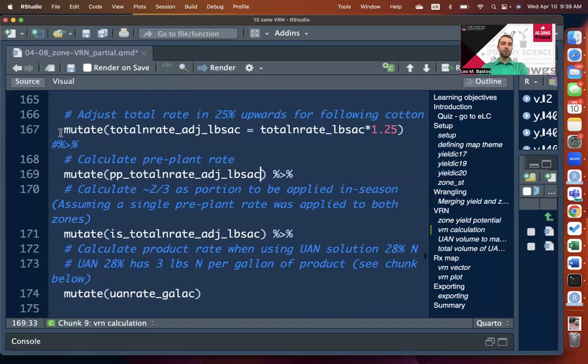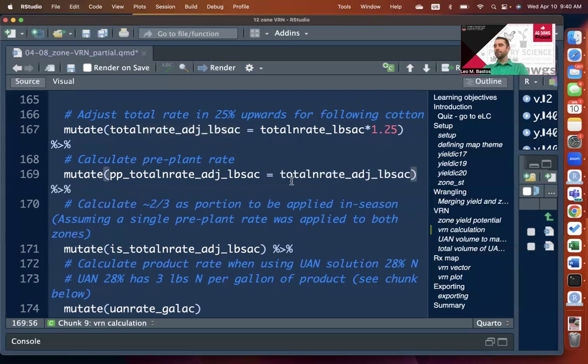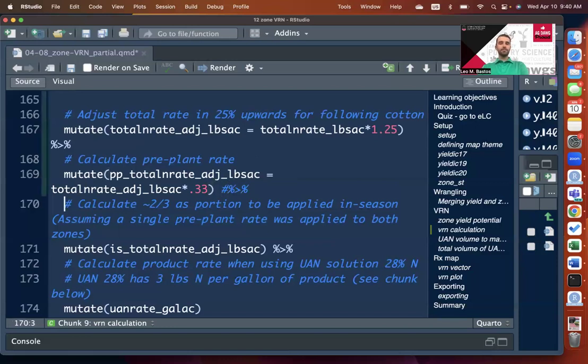So if you come here, let your pipe flow if you had commented that off. Let it flow to the next line of code, where we're calling PP for pre-plant total N rate adjusted pounds per acre. So this is basically going to be our total N rate adjusted pounds per acre that we just created on the previous step times 0.33, which is a third. So I want to do that. I will add a hashtag to my pipe so I can run until here and inspect.